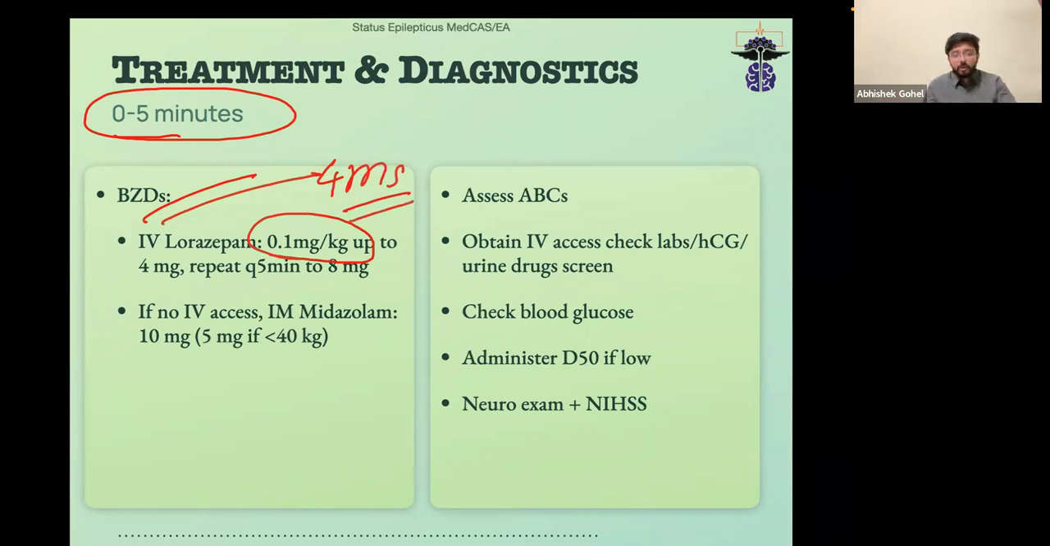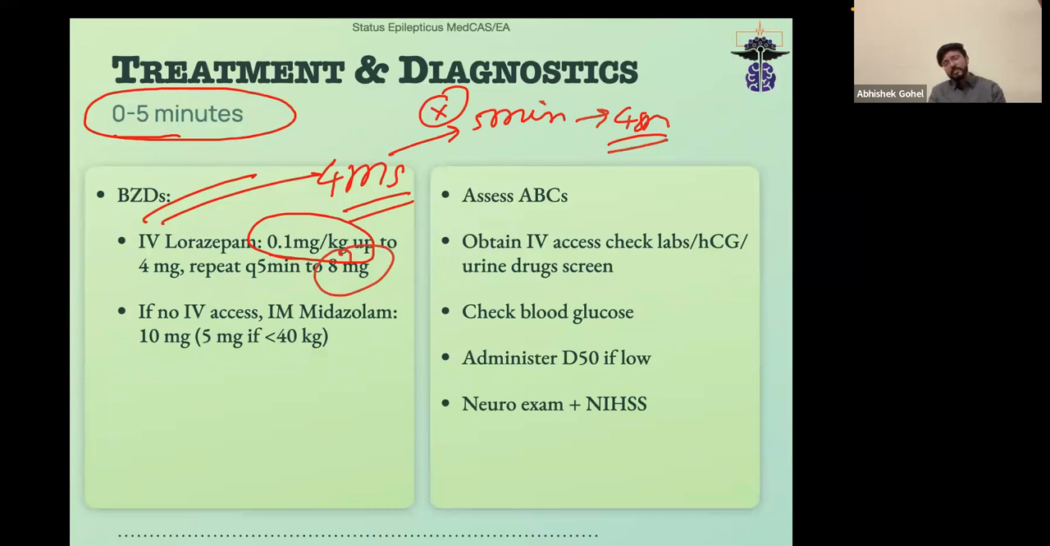You don't go beyond 4 milligram in the first attempt. If they are not responding to 4 milligram within 5 minutes, you give another 4 milligram. That is till 8 milligram. You can go up to 8 milligram. That is, if the patient is 70 kg, you give 4 milligram, and then after 5 minutes, you give 3 milligram just to reach the maximum dose permitted by the weight.